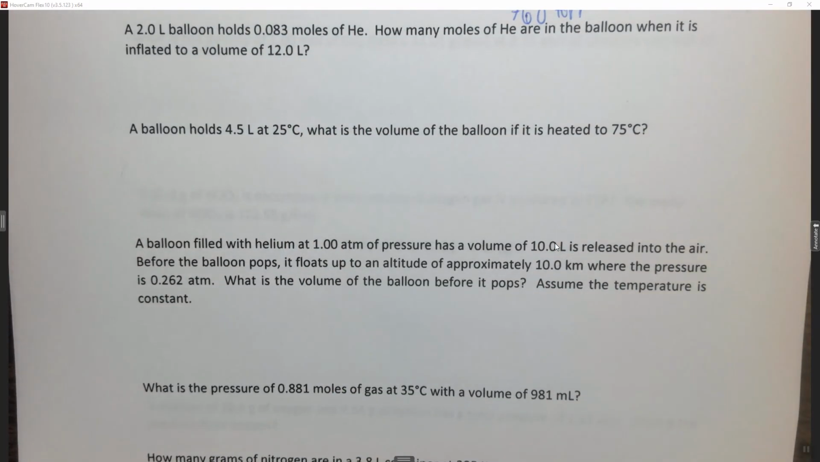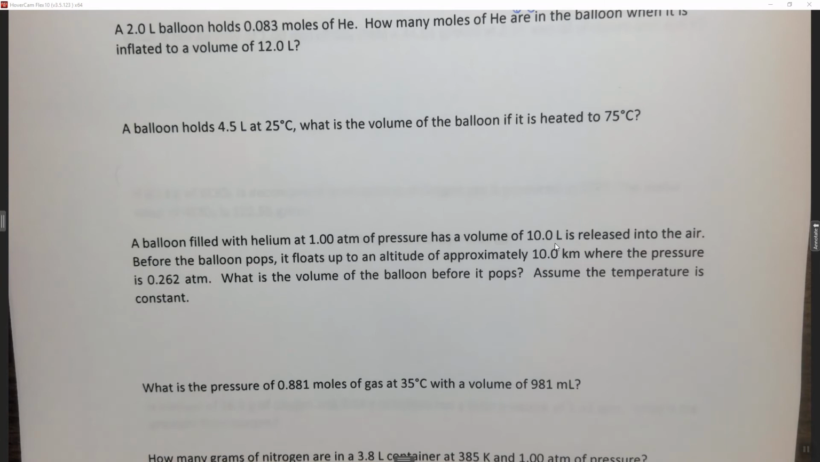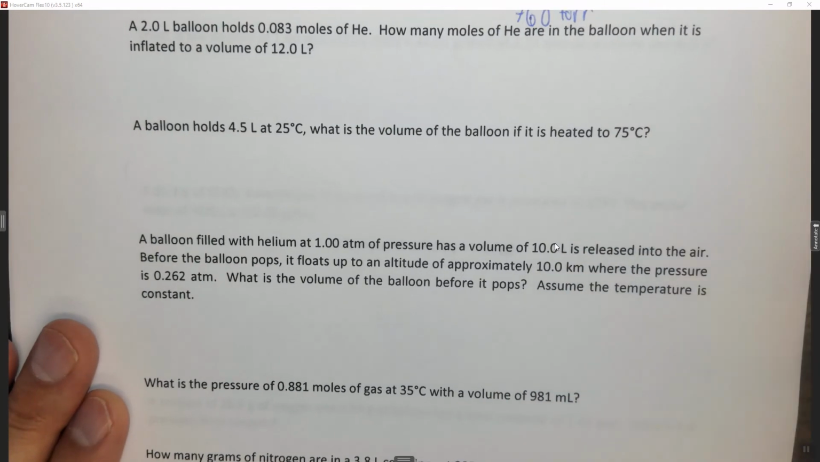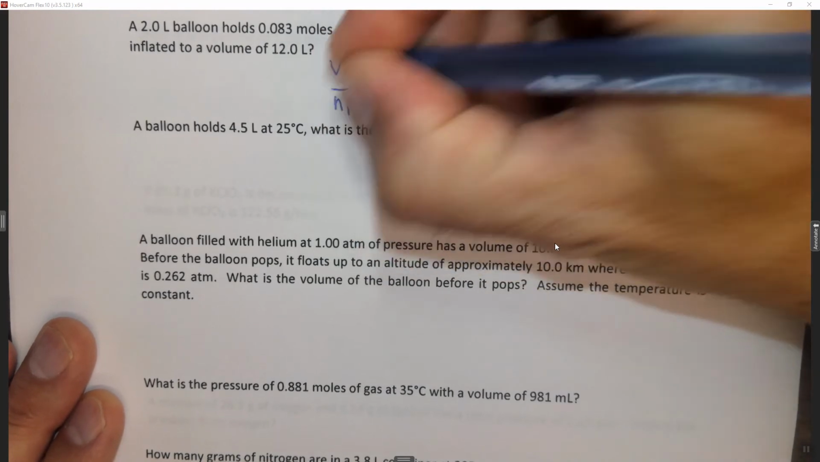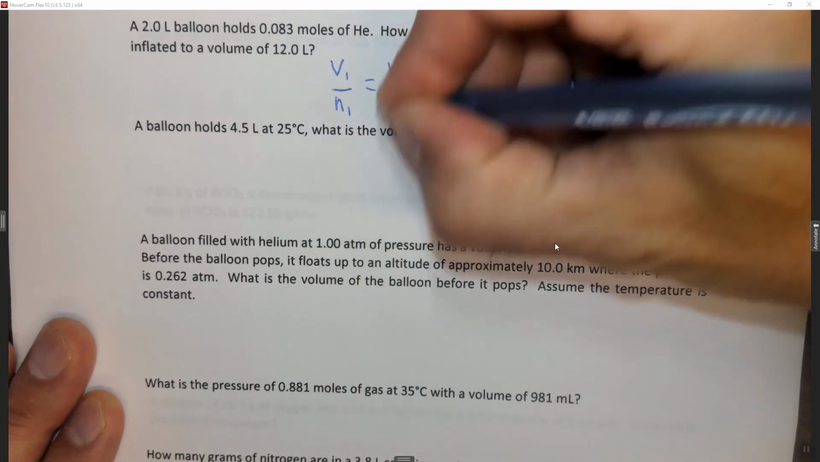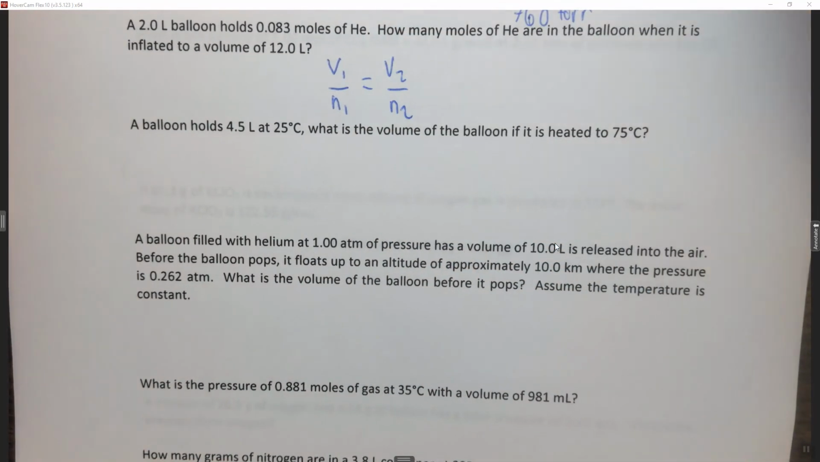If you've ever blown up a balloon, you know this, because if you put more air into the balloon, it gets bigger, so the volume increases. So they're directly proportional. That's a dividing relationship. So V1 over N1 equals V2 over N2, and this is called Avogadro's Law.